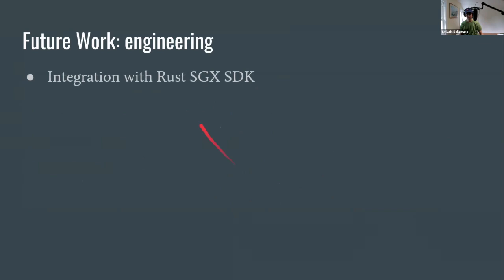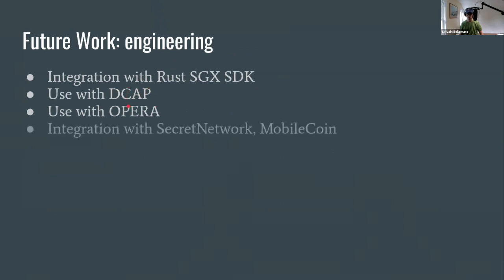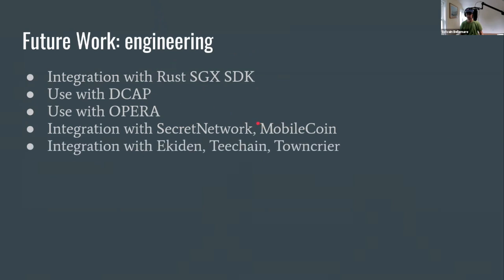Future work in terms of engineering: we have yet to integrate with the Rust SGX SDK, and use it with DCAP, as there was a question earlier about that. Use it with Oasis, and integrate with Secret Network or MobileCoin. I don't know if they would be interested at all, but at least as a proof of concept it would be cool. I just didn't have the time to get to it.